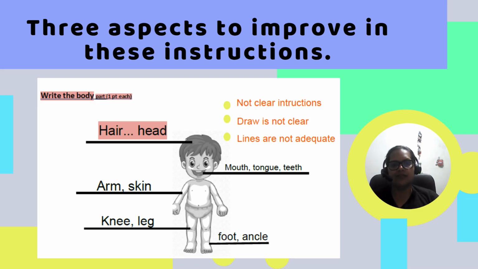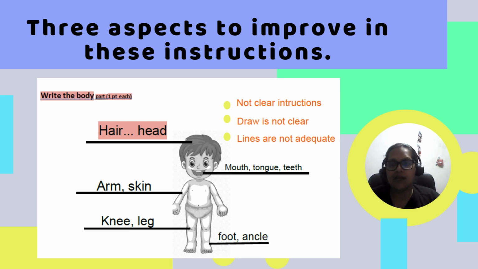And this part is about three aspects to improve in these instructions. First, the instructions are not clear. They don't explain exactly what the student is supposed to do. For example, it only says "write the body," which is not really a complete or useful instruction. It doesn't specify what part of the body to write about or where to place it.